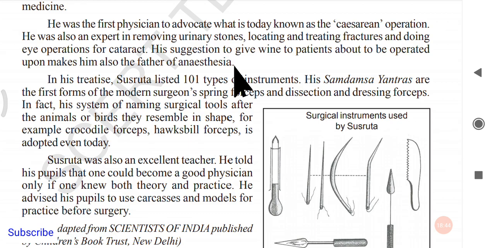Next, in his treatise, in the sense his book, Sushruta listed 101 types of instruments, not farming instruments, but medical instruments. You can see here, he calls them the samdams yantras. The samdams yantras are the first forms of modern surgeons' spring forceps, and dissection and dressing forceps.